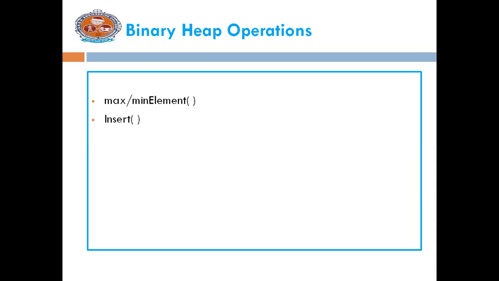And the next operation is the insert operation. The insert operation is used to insert a particular element into the heap. And the next one, delete min or delete max. Delete min is used to remove the minimum element in case of binary min heap, and delete max is used in case of binary max heap. Here deleting one element from the tree would violate the structure property, so we have to readjust the tree.